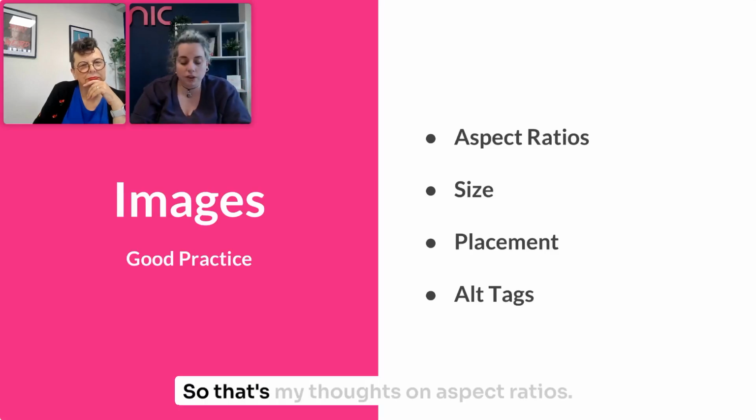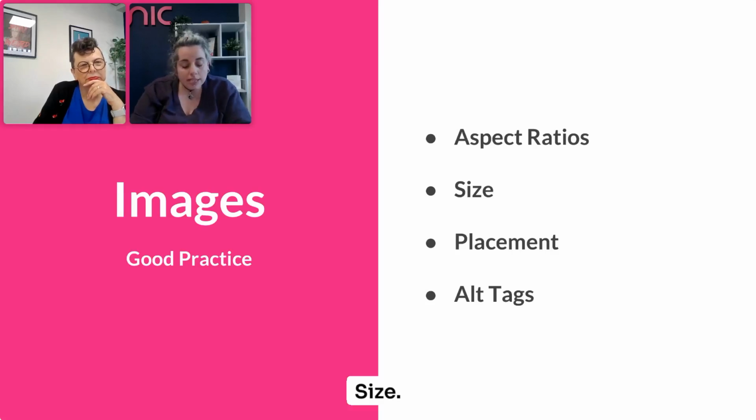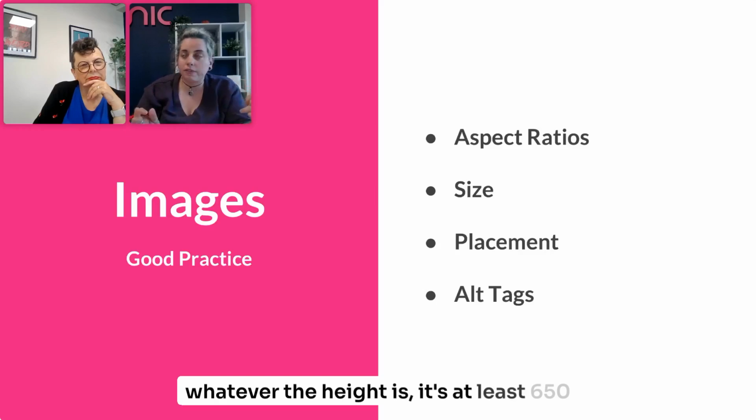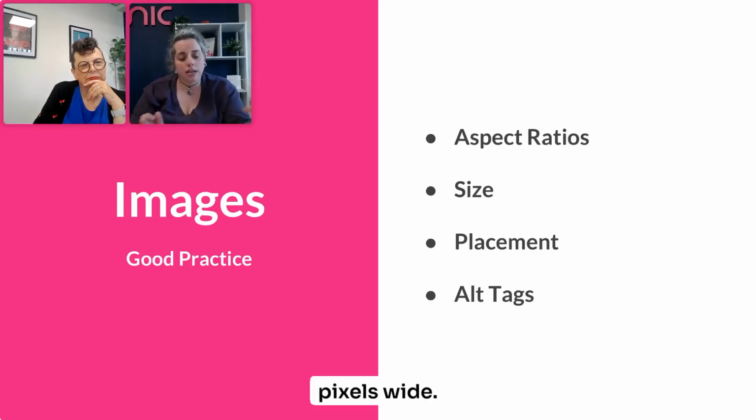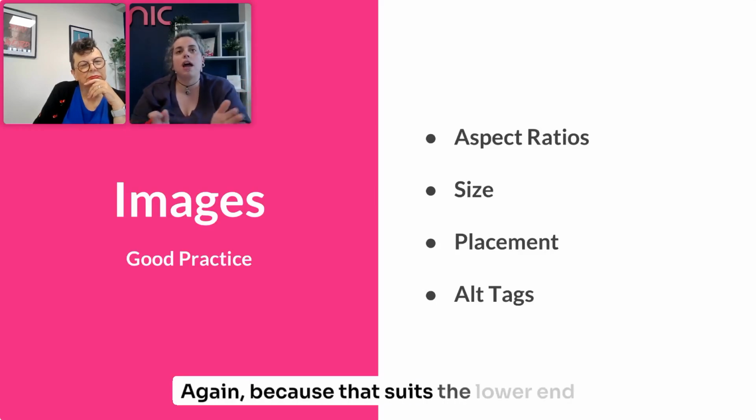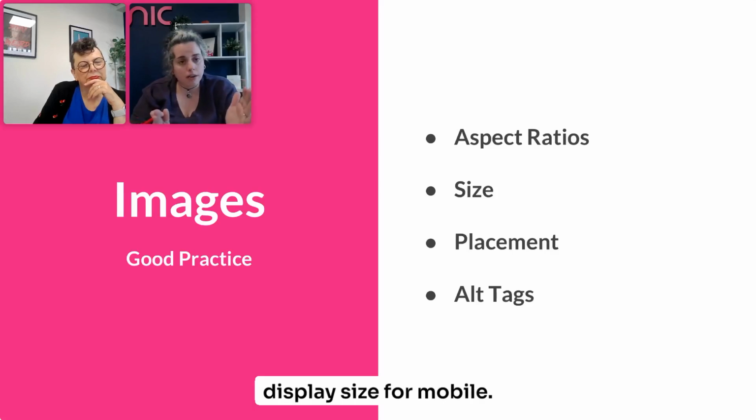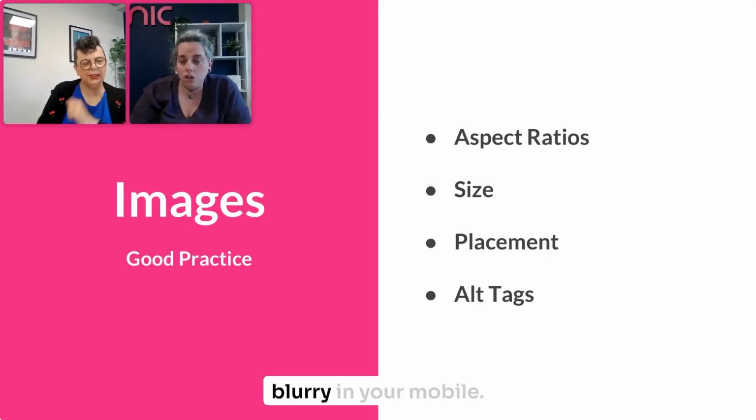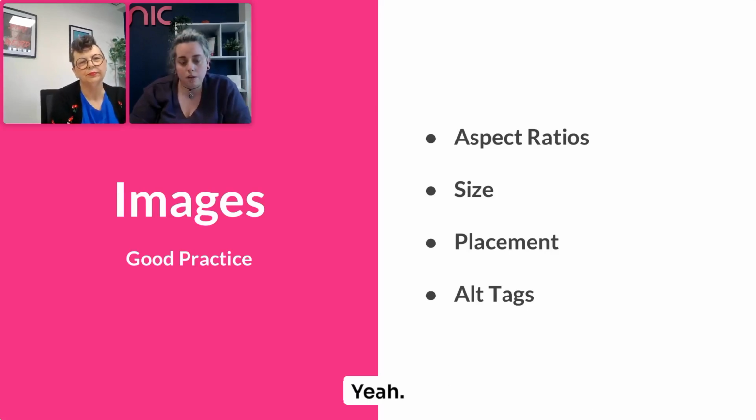So that's my thoughts on aspect ratios. Size, as standard, you always want to make sure whatever the height is, it's at least 650 pixels wide, because that suits the lower end display size for mobile. Anything less than that, and the chances are it's going to appear very blurry in your mobile view.